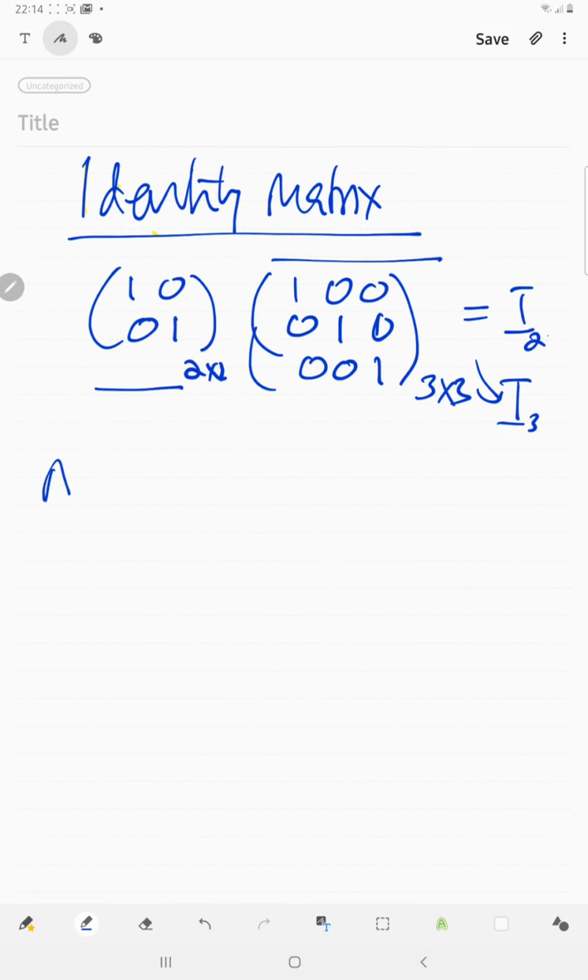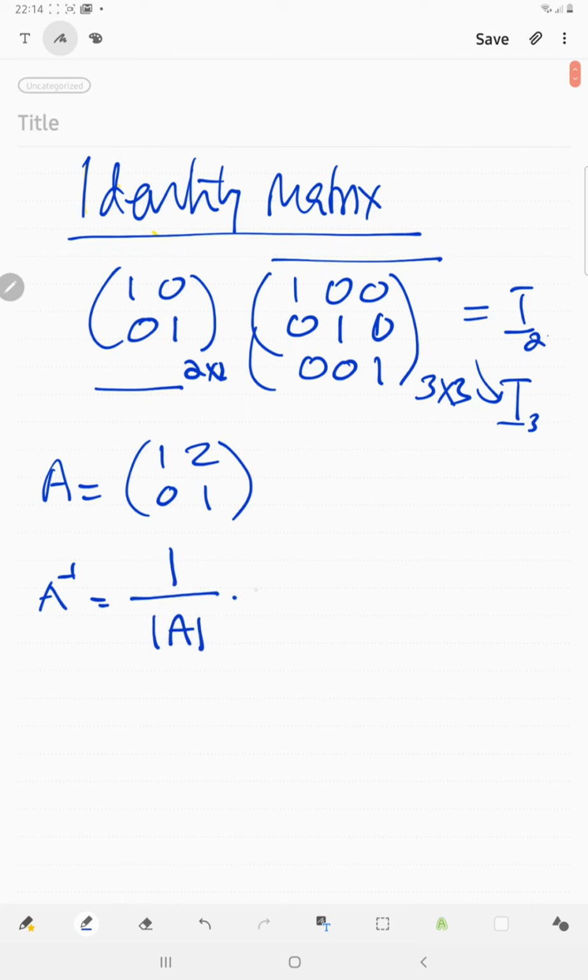Let's assume A is equal to 1, 2, 0, and 1. Now, for this particular A, I can get an inverse of A. A inverse is obtained by getting 1 over the modulus of A multiplied by the adjoint of A. So, I want you to understand this.